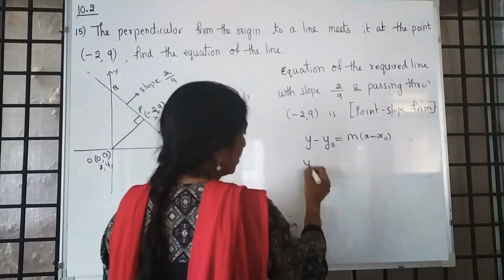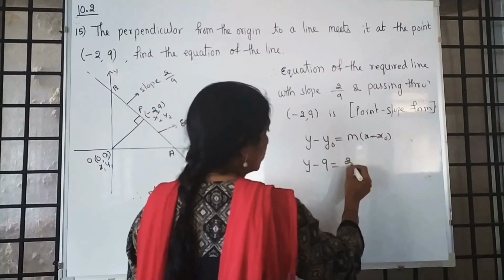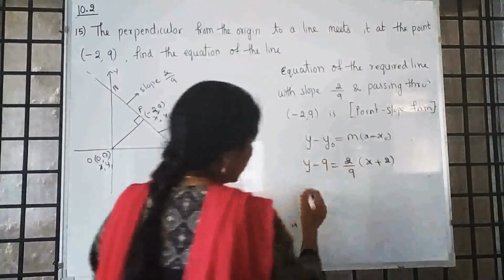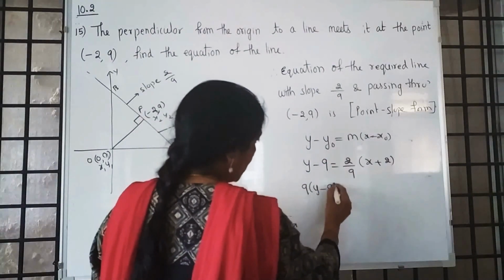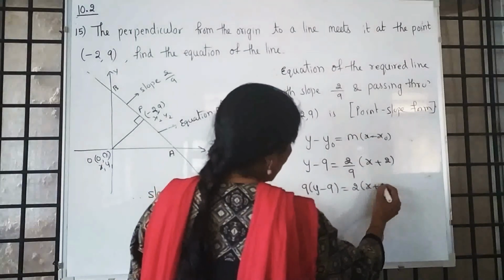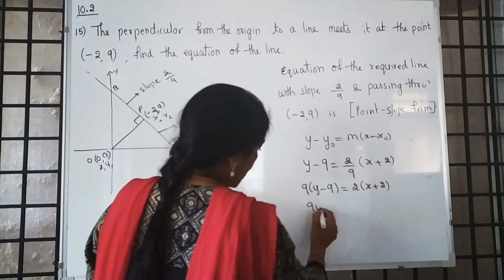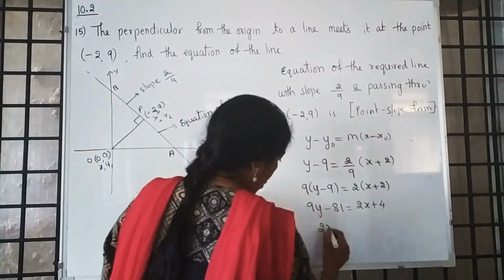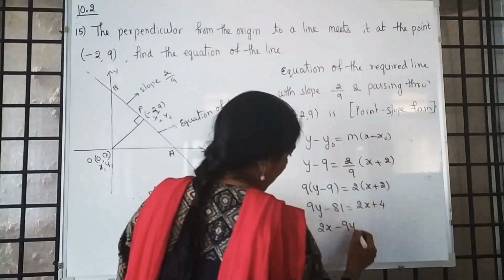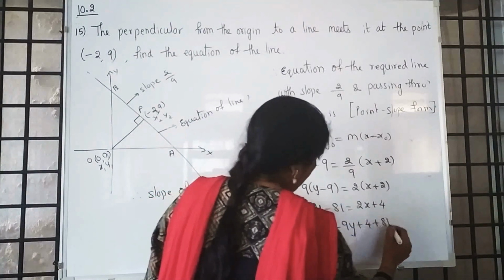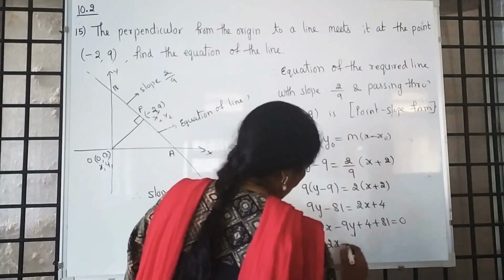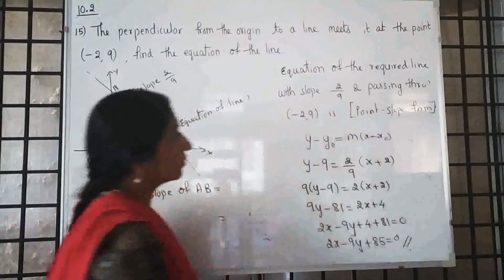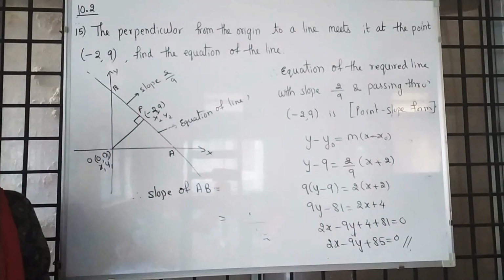Write down the values. y minus 9 is equal to 2 by 9 into x minus into minus becomes plus. Cross multiply, 9 into y minus 9 is equal to 2 into x plus 2. Remove the bracket. 9y minus 81 is equal to 2x plus 4, or 2x minus 9y plus 4 plus 81 is equal to 0. 2x minus 9y plus 85 is equal to 0. So in the next class I am continuing with the next example.